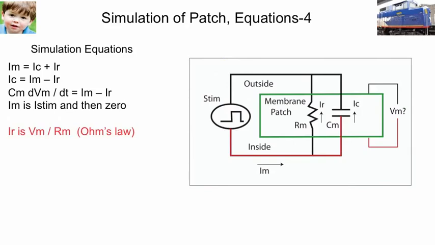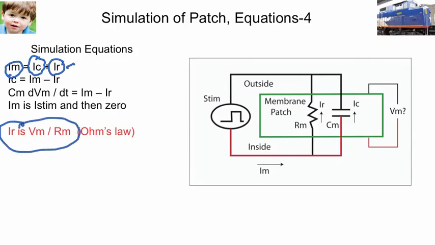We're now moving through our set of equations. We started off with the idea that total membrane current was the capacitance plus the resistance. Then we substituted for IC according to the rule for capacitors. Then we substituted for IM, making IM equivalent to the stimulus current. And now we want to substitute for IR. Well, as long as it's just a regular resistor, or even if it's not, IR is going to follow Ohm's law.